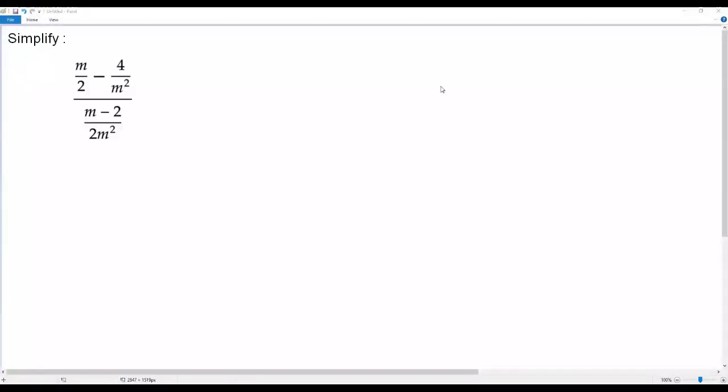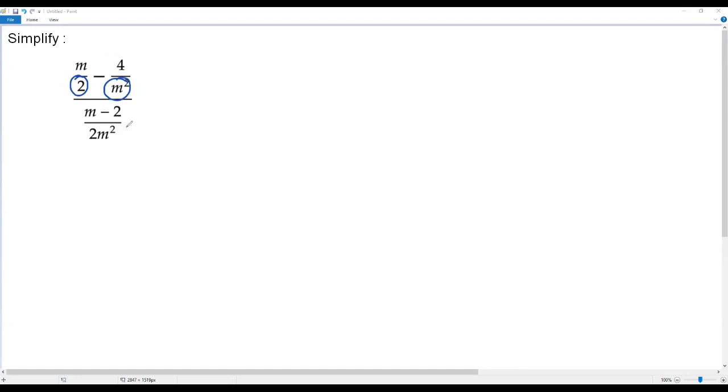Here we have a problem in algebra, that is we have to simplify the given complex fraction. To simplify the given complex fraction, first I have to simplify the expression we have in the numerator. That is, I have to do subtraction between the two fractions we have here. To do subtraction between the two fractions, I have to look at the denominators.